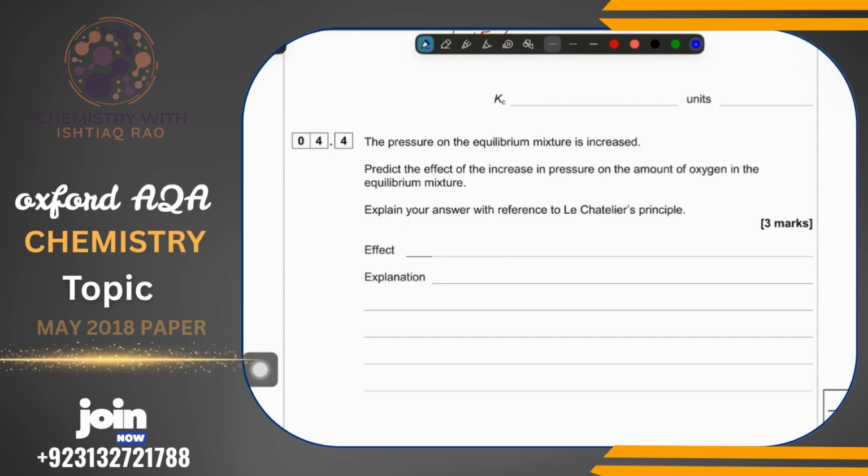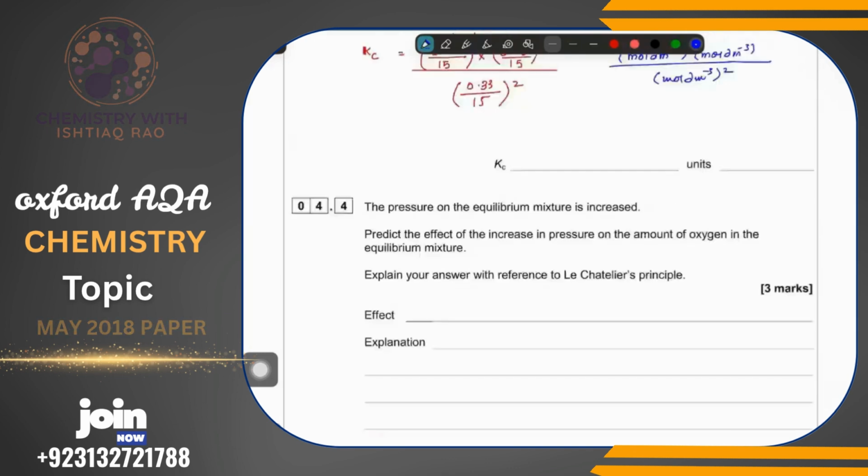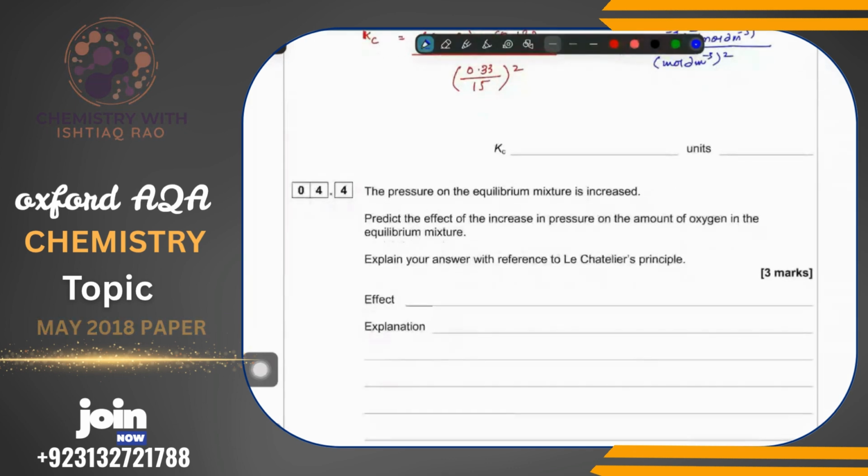See this. The pressure on the equilibrium mixture is increased. Predict the effect of increase in pressure on the amount of oxygen in the equilibrium when oxygen is on the product side. Explain your answer with reference to Le Chatelier's principle.